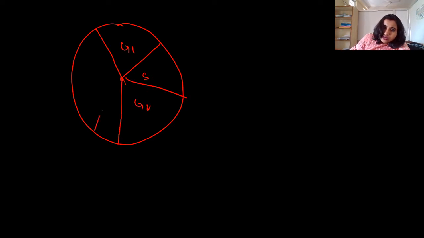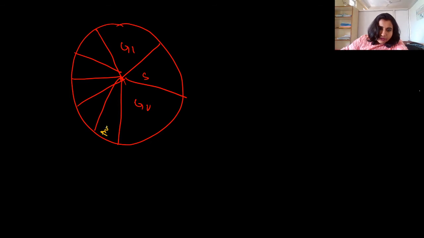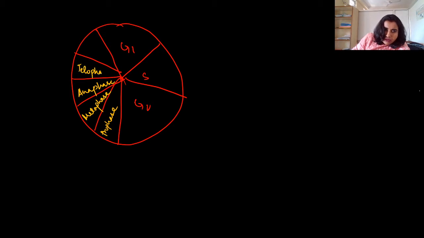Right? So to make you understand, here I am drawing a cell cycle. This is G1, this is S, this is G2. And this is prophase, metaphase, anaphase, telophase, cytokinesis. This is your prophase, metaphase, anaphase, telophase, and this is your cytokinesis. So this basically is your what? This is your interphase, right?